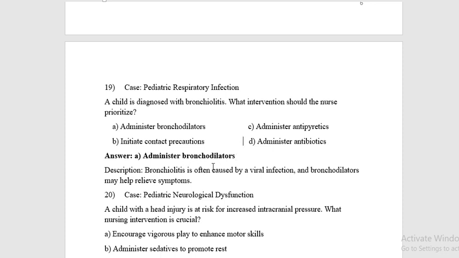This mechanism is often caused by a viral infection, and bronchodilators may help relieve the symptoms.